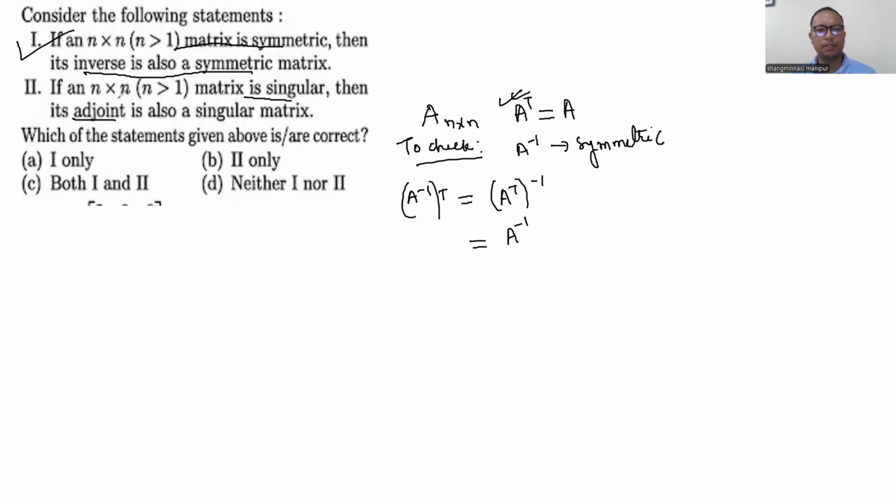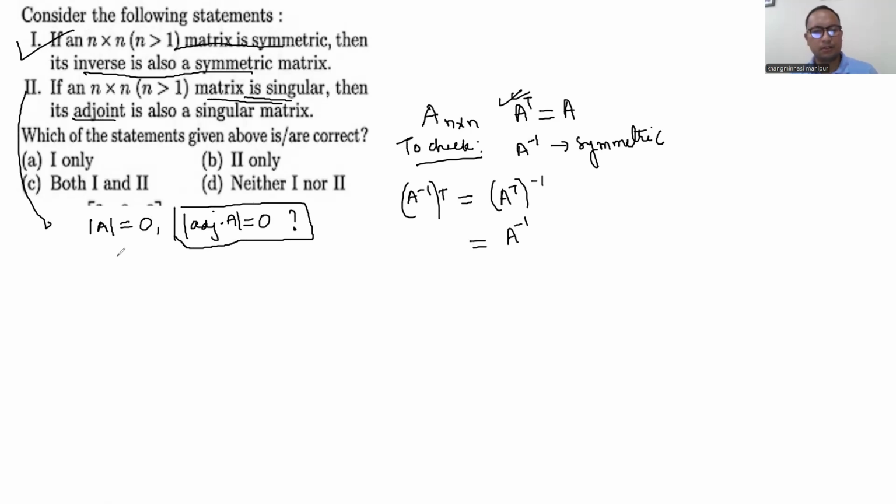Now the second statement is about singular. A is singular means the determinant of A is 0. Now the question is whether the adjoint is 0 or not, whether the adjoint is singular.